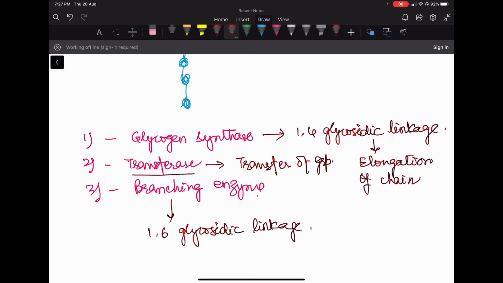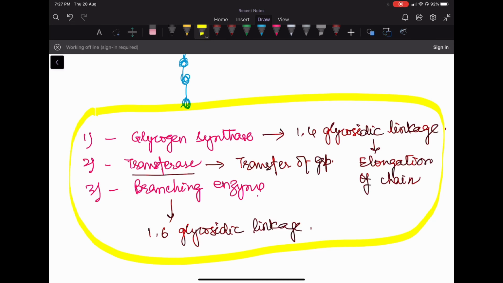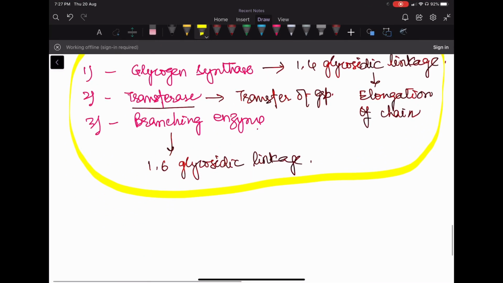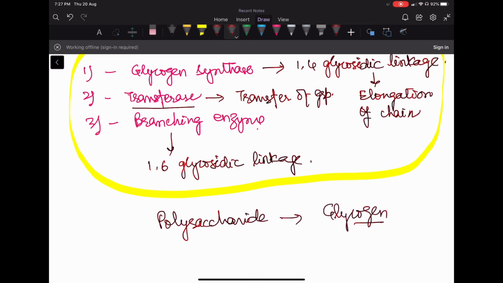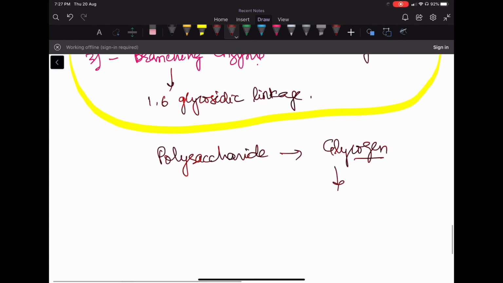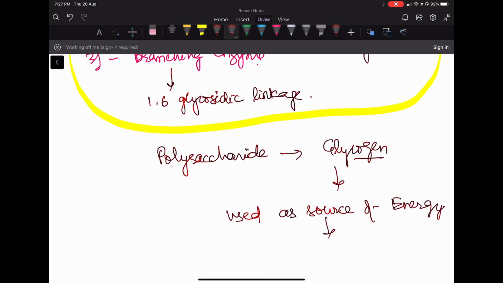They all collectively act and ultimately form the complex structure, which is a polysaccharide again. This complex structure, formed with the help of these three enzymes, is glycogen. And the importance of glycogen in the body, as you know, is that in case of fasting, glycogen can be used as a source of energy by converting itself into glucose. So this is about glycogenesis.